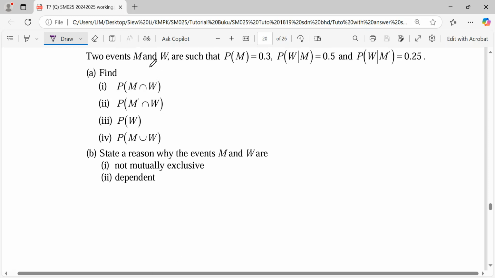Hi everyone. For this question, given that two events M and W are such that probability of M is 0.3 and the probability of W given M is 0.5, and the probability of W given not M, which is the complement of M, is 0.25. Find the probability of M intersect W. We can get it from our conditional probability.